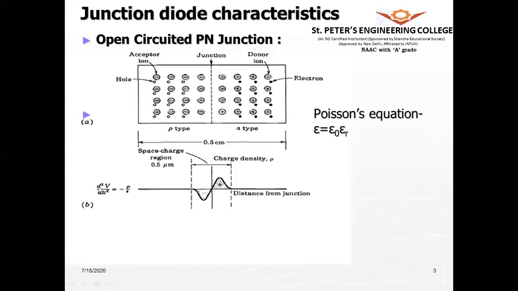So the space charge region will have the charge density rho, and the distribution of the charge density will vary around the junction. This can be denoted by Poisson's equation, d square V by dx square, that is, the voltage will vary, which will be equal to minus rho by epsilon, where epsilon is equal to epsilon naught into epsilon r. That's the permittivity.